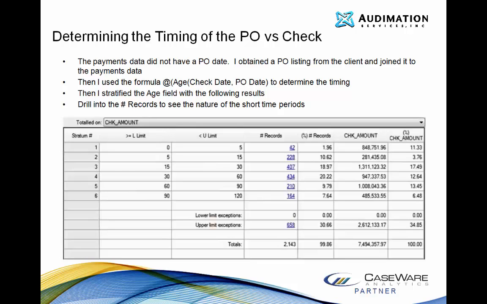Our files don't have invoice dates available, or I would incorporate that as well. But what I did was I joined the PO report to the payments file, and then I used @age to calculate the timing between the two dates, and then I did a stratification to see how the different rates fell. And then I could click down into it and review that with the purchasing agent to see why different payments were faster than I would have expected.